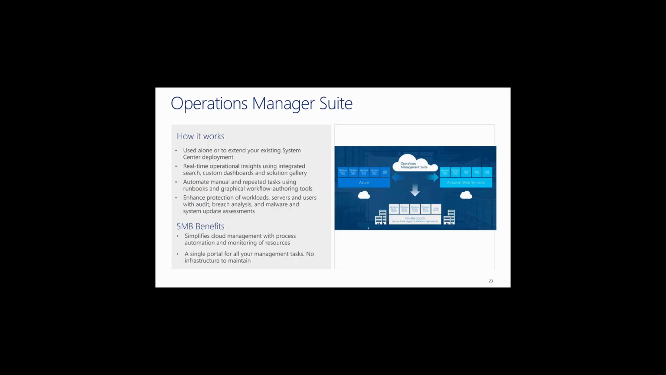So some of the things that we can start doing with this is we can take a look at what they call the operational insights. You've got custom dashboards. There's a solution gallery. So it says, oh, you're not doing this. Here are some suggested ways to do this. So we end up getting enhanced protection of workloads because it's telling us when things aren't working the way they should. It tells us when things aren't protected the way they should be.